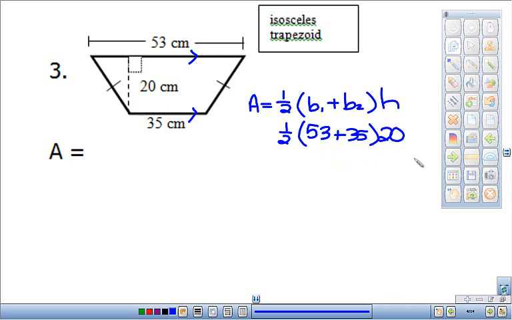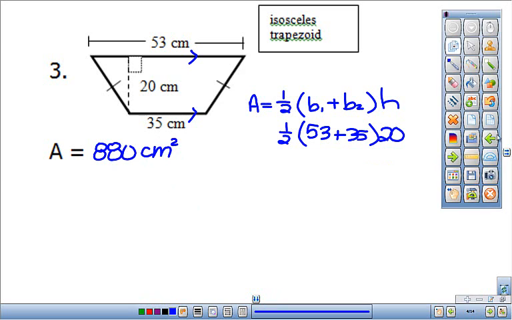Now it is important to do order of operations correctly here. Make sure you add what is in parentheses first. Okay, and then you can multiply by half and by 20. And you get 880. And this is centimeters, so it's centimeters squared.